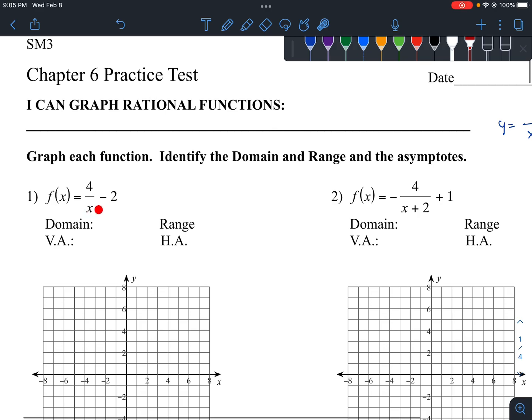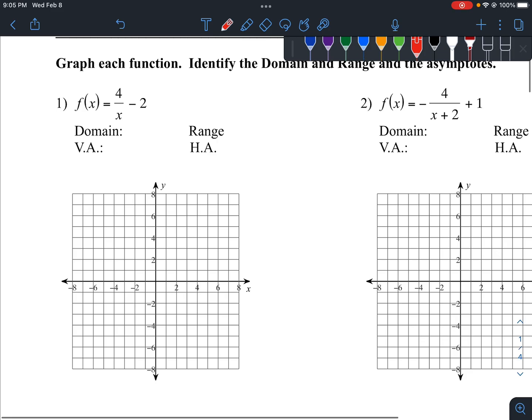So in this case right here, it's just x, so there is no shift left or right. For me, that means I am drawing my vertical asymptote at x equals 0. So here's the line x is equal to 0, because that's where it crosses the axis right there. And it says minus 2, so that's a shift down 2. So that's where my horizontal asymptote is. My vertical asymptote is at x equals 0. My horizontal asymptote is at y equals negative 2.